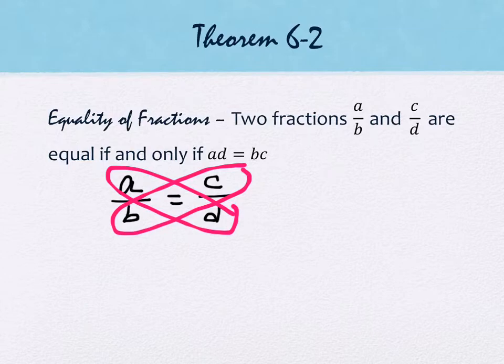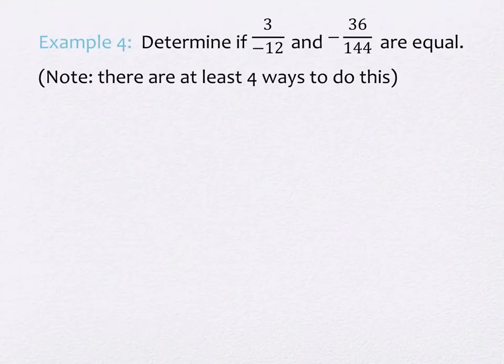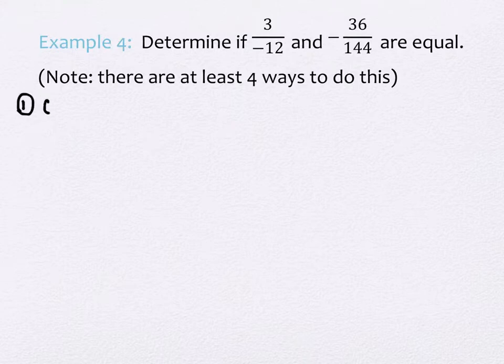We're comparing a couple of fractions. These fractions are 3 over negative 12 and negative 36 over 144. And we're trying to decide if they are equal. There's at least 4 ways to do this. One of them is the way that we just looked at on the last theorem, which would be to cross multiply. So we'll call that option number 1.